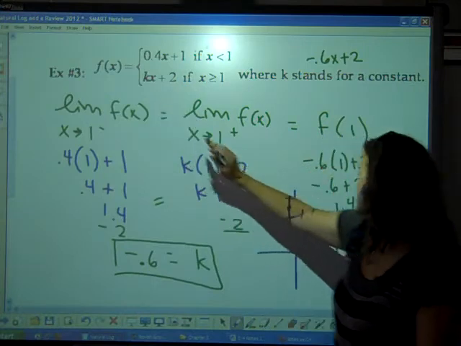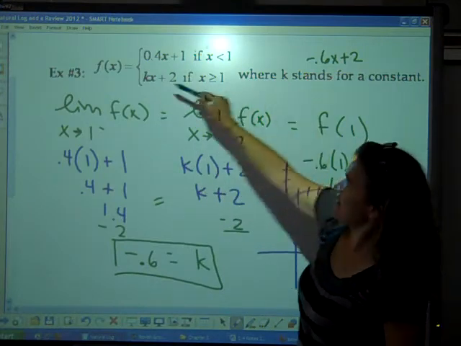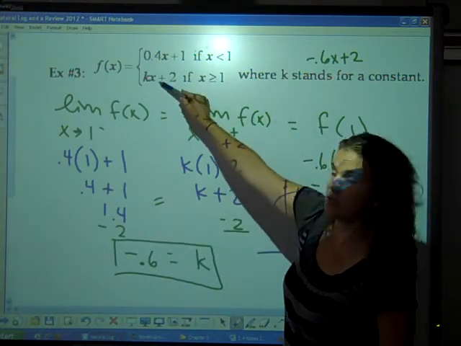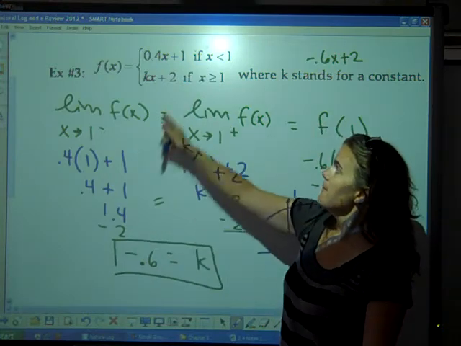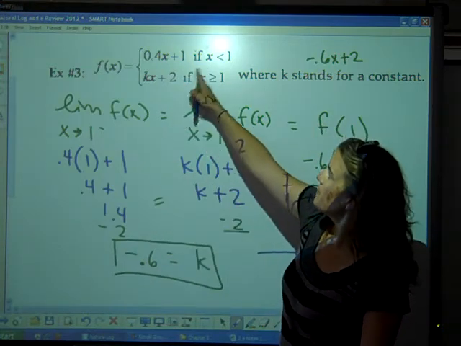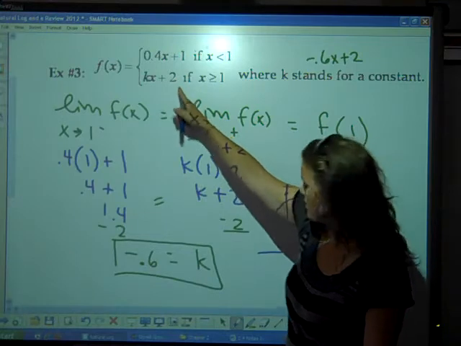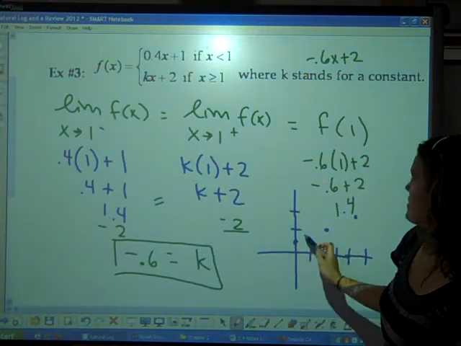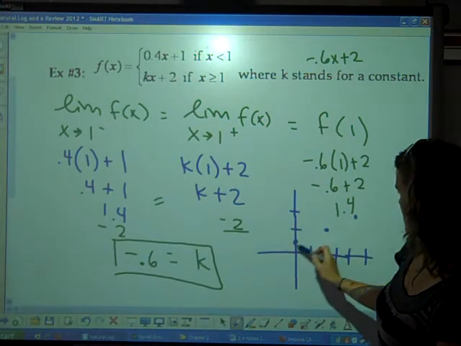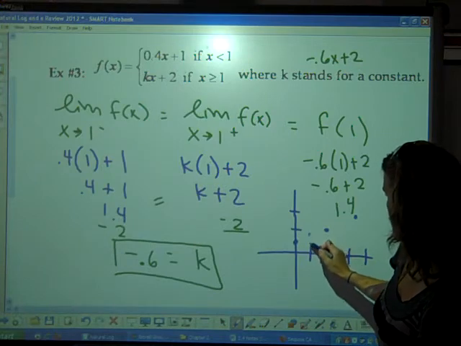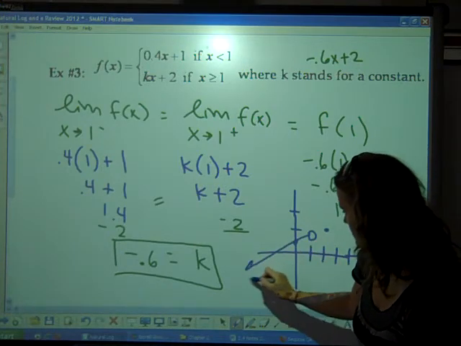But just as a rough sketch, and then the bottom guy, this k value we figured out to be negative 0.6. So we know that would be a decreasing line. And that would be starting at 1, starting at 2. And this guy we were only picking up to the left of 1. So this was an open circle here and to the left, boom.